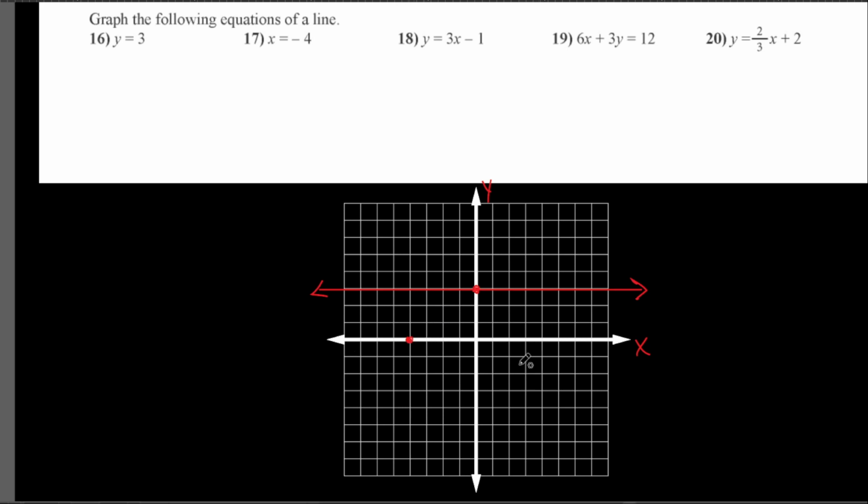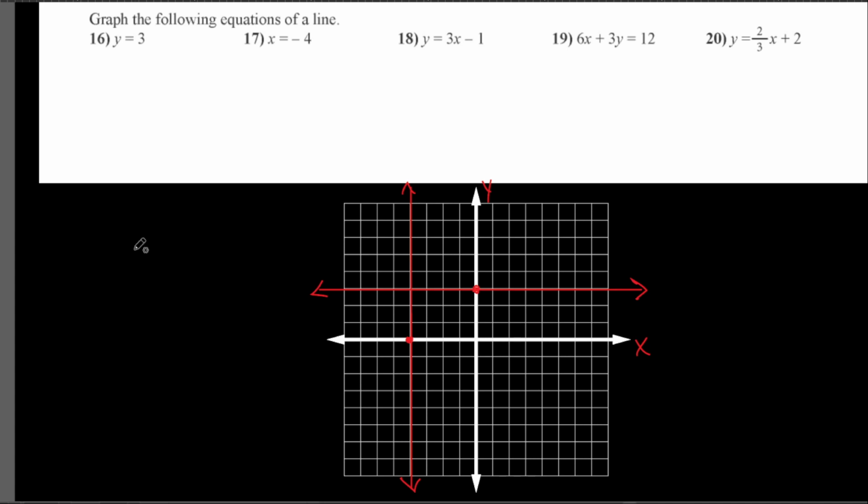Now, it's not going to be a horizontal line because it's x equals. So what kind of line is it going to be? It's going to be a vertical line. All right, it's going to go up like this, and then it's going to go down like that. All right, and then put the little arrows, and there it is. So those are those two, 16 and 17. Piece of cake. Would you agree? Super easy. This one's just about as easy.